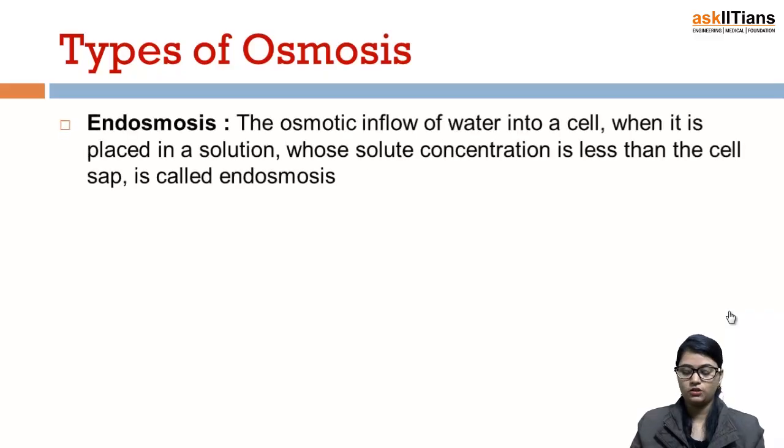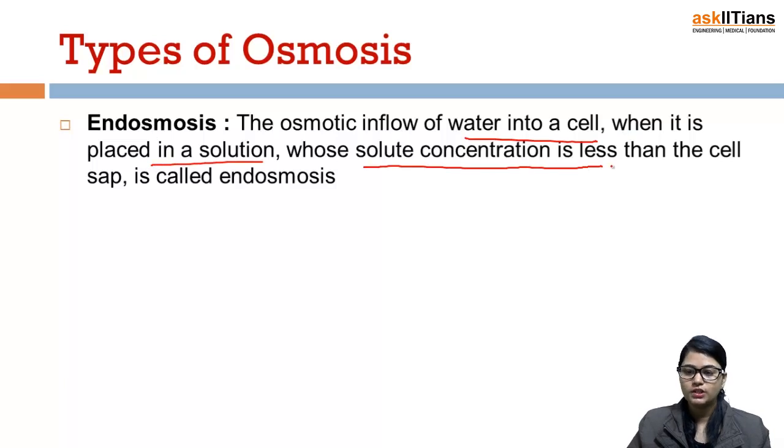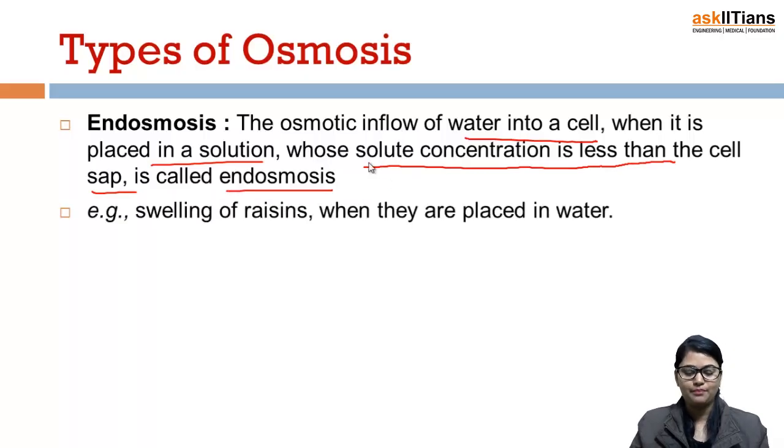We have endosmosis, the osmotic inflow of water into a cell. Endosmosis occurs when the cell is placed in a solution whose solute concentration is less than the cell sap. Example, swelling of raisins when they are placed in water. So you might be asked which type of osmosis is swelling of raisins. Then you can easily answer that it's endosmosis.